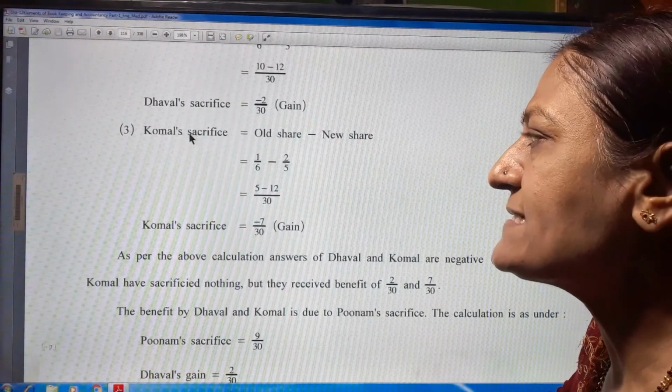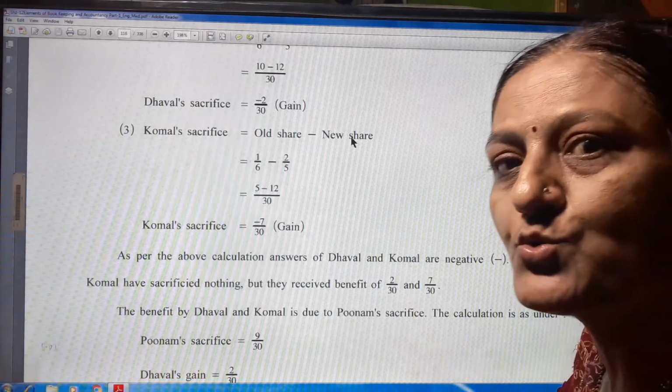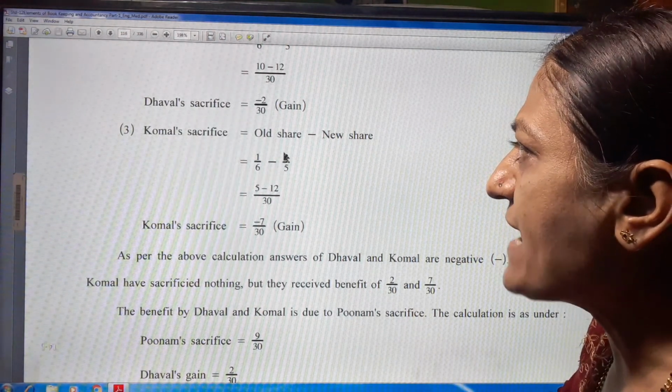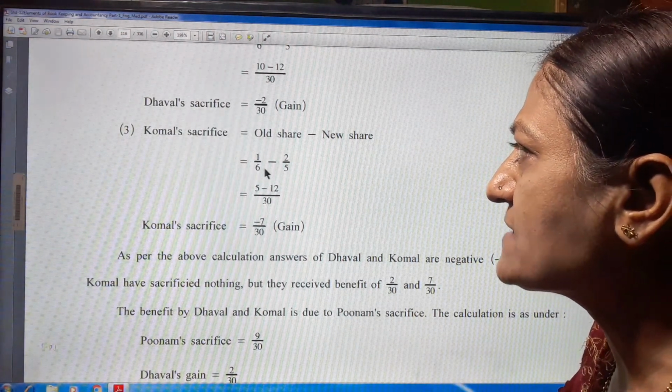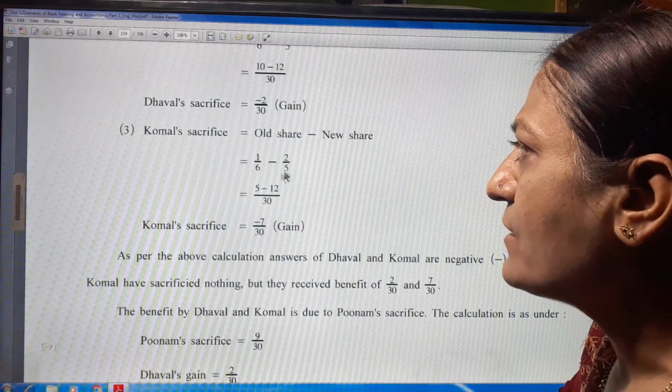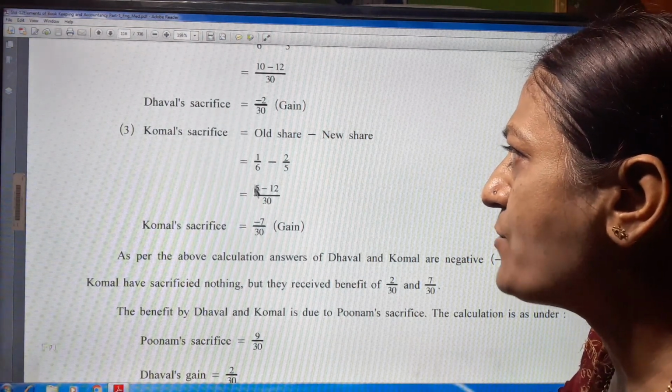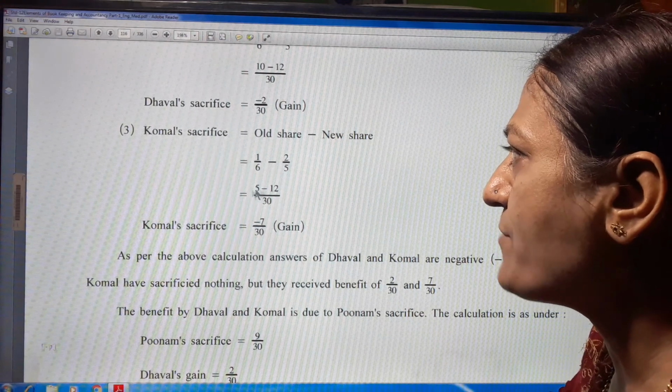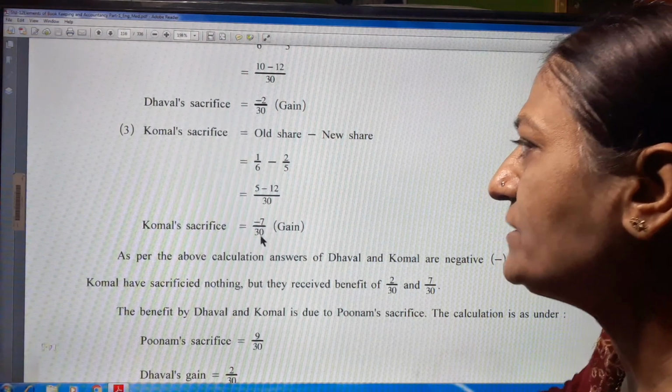And now Komal's sacrifice, old share minus new share: 1 upon 6 minus 2 upon 5. Here also 6 5s are 30, the LCM. Cross multiplication: 5 1s are 5 and 6 2s are 12. 5 minus 12, then minus 7 upon 30.